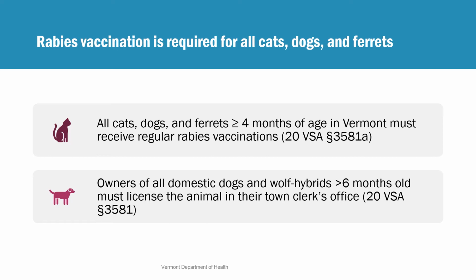By law, all cats, dogs, and ferrets in Vermont must receive regular rabies shots starting at 4 months of age. Owners of all domestic dogs and wolf hybrids more than 6 months of age must license the animal at their town clerk's office. Animals must be vaccinated to be licensed. So this helps enforce rabies vaccination in these pets.